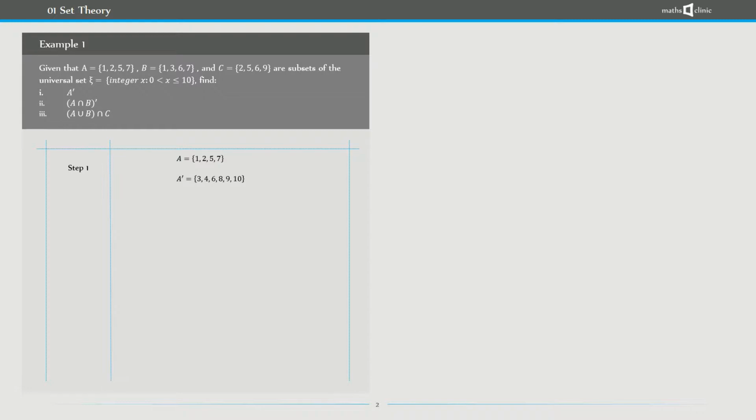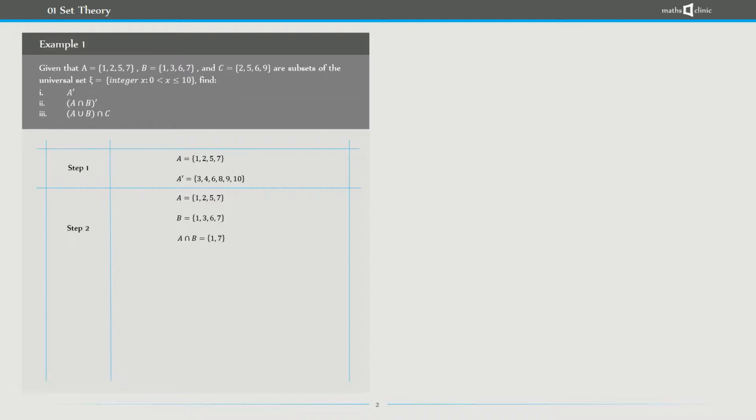Okay, let's move on. The next thing we want to do here, we're looking for (A intersect B) prime. So we have the complement of A intersect B, and basically we have that A is 1, 2, 5, 7, and B is 1, 3, 6, 7. Now A intersect B is 1, 7. So the elements you find in A that you would find in B as well.